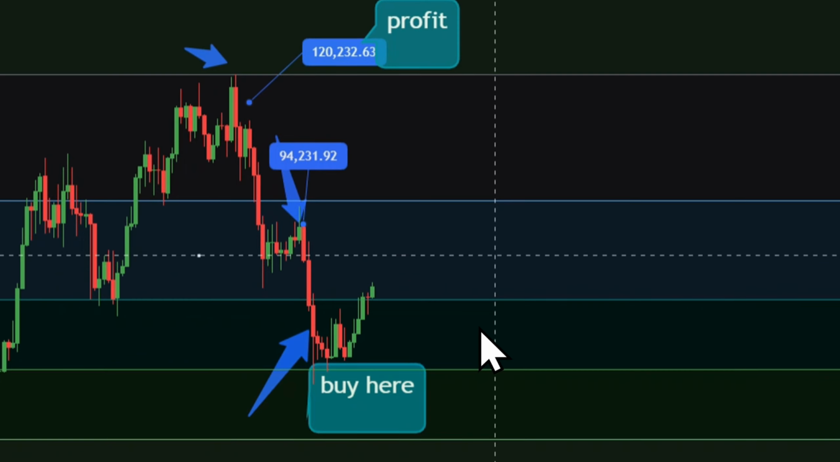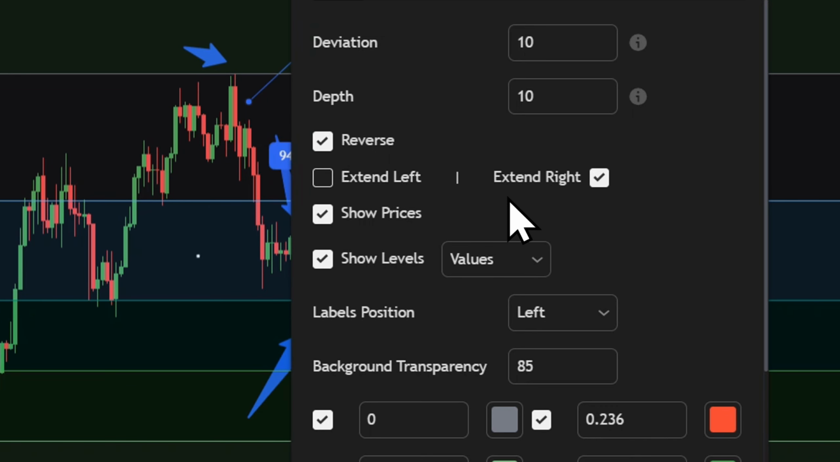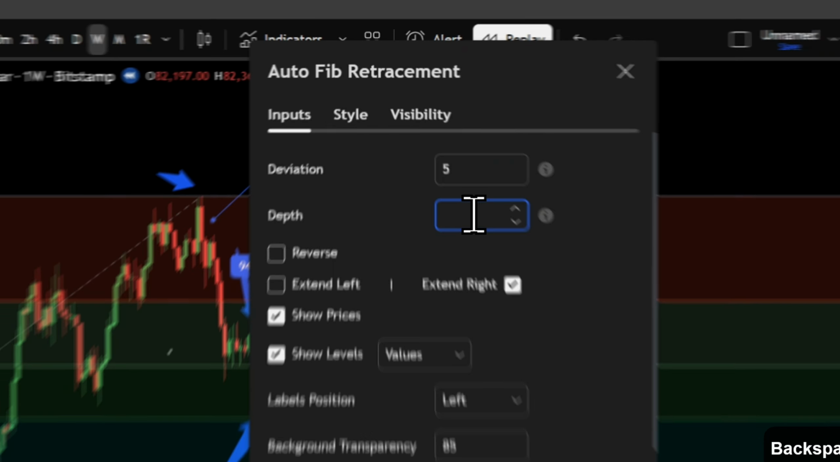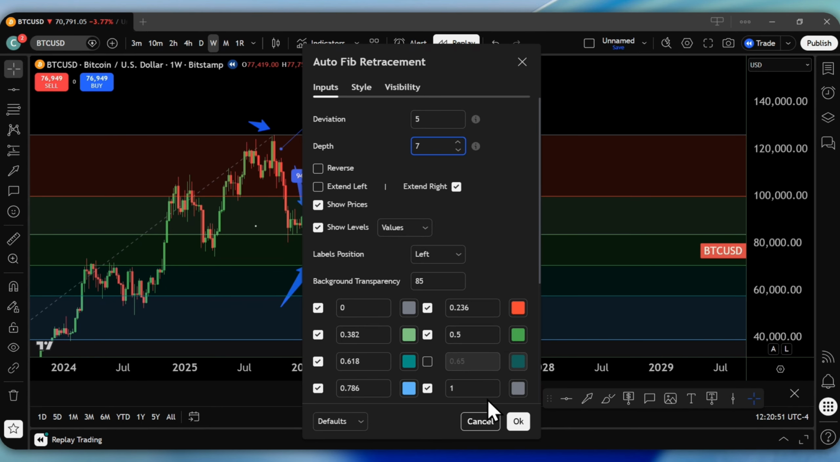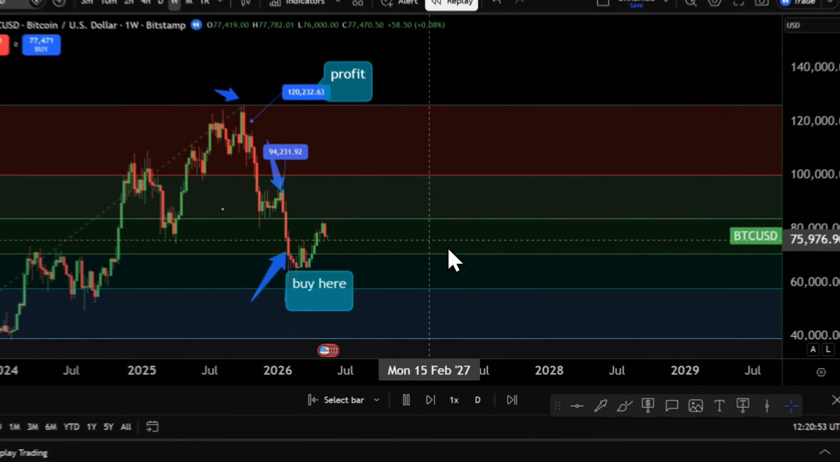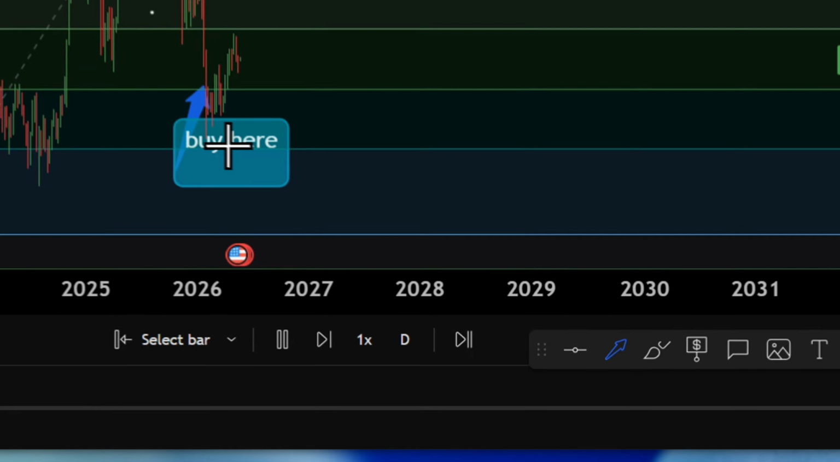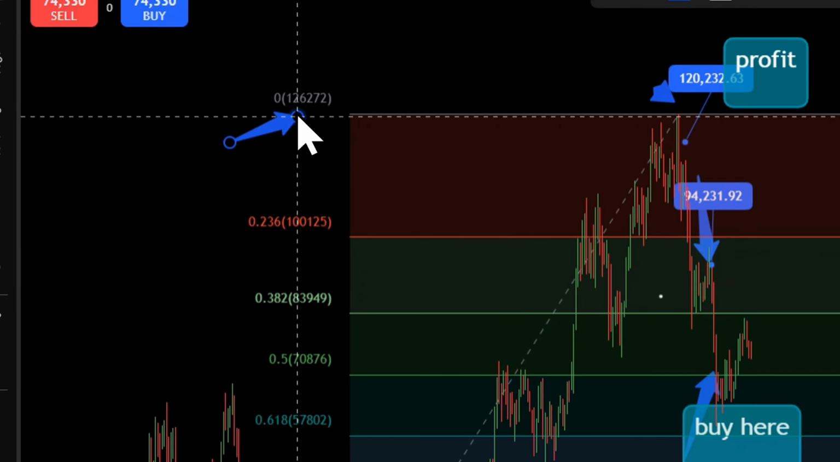Final thoughts. The Auto Fibonacci Retracement tool is one of the easiest ways to start working with Fibonacci levels inside TradingView. It removes much of the guesswork involved in manually selecting swing points. It updates automatically as market structure changes. And it helps you quickly identify potential support and resistance zones.